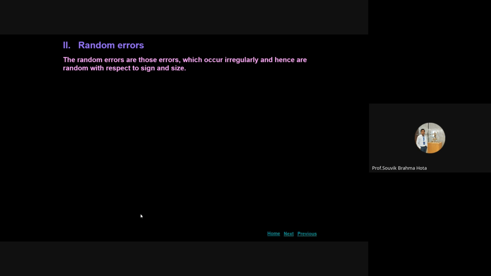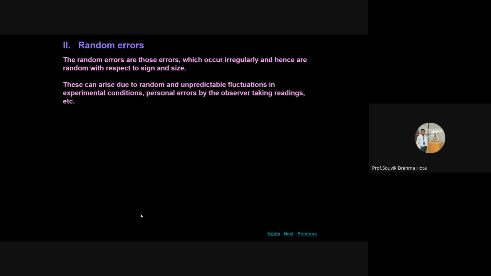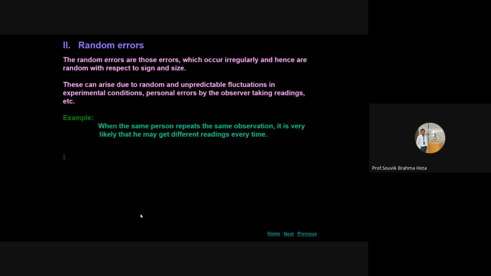If you are doing an experiment of pendulum, time period of pendulum, certain gust of wind creates problem in your experimental room, and you are getting errors. Due to some personal error also, the observer not taking the correct reading, fluctuation of reading can occur. When the same person repeated the same observation, it is very likely that he may get a different reading every time. And least count error.